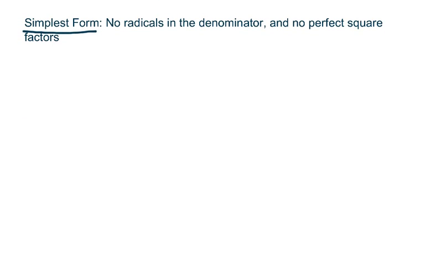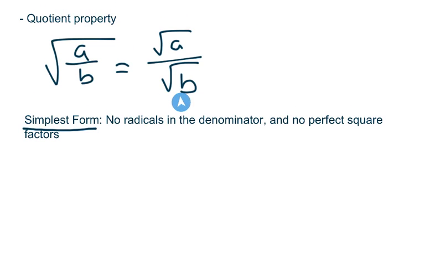And what simplest form means is that we're not going to have any radicals in the denominator, so our bottom isn't going to have any square roots, and I'll show you how to deal with that if you get an answer that looks like that. And we're going to have no perfect square factors, so this number wouldn't be able to be simplified any farther.